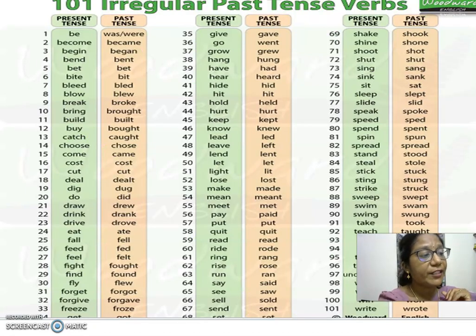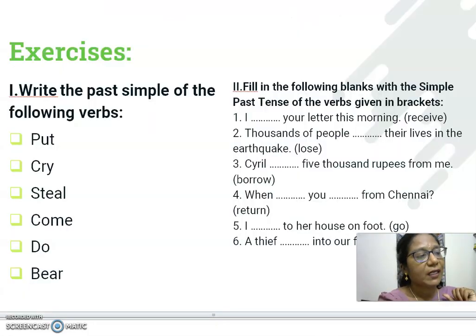Here is a list of irregular past tense verbs. It's a good collection of 101 irregular past tense verbs which I've collected from the web for you. Now, we have got to do some exercise. Write the simple past of the following verbs.